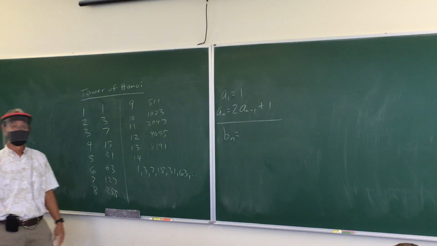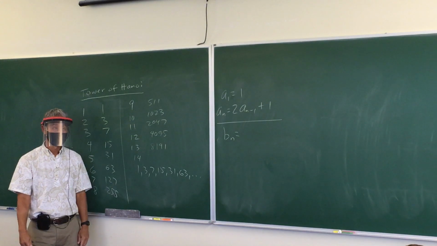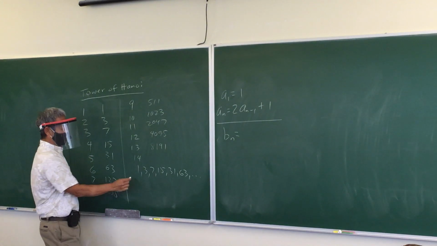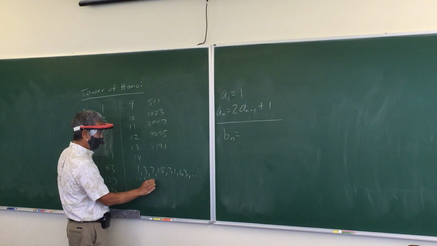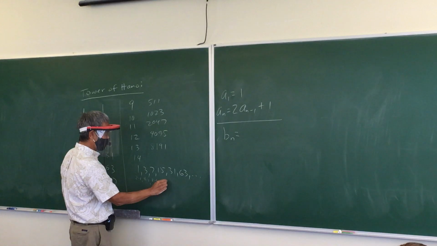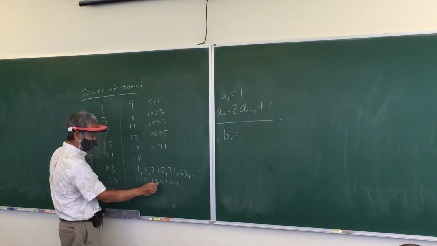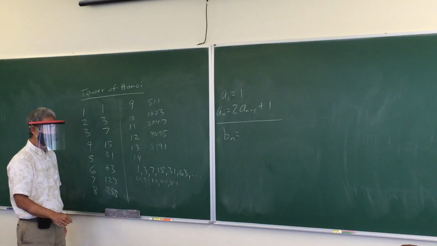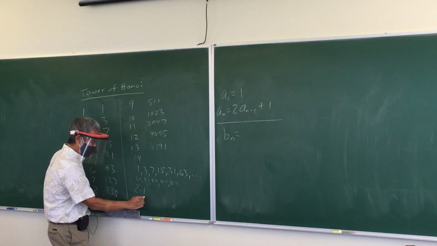I'll give you a hint. These numbers are all one smaller than something you know. 2 minus 1, 4 minus 1, 8 minus 1, 16 minus 1, 32 minus 1. And what is 2, 4, 8, 16, 32? Those are the powers of 2.